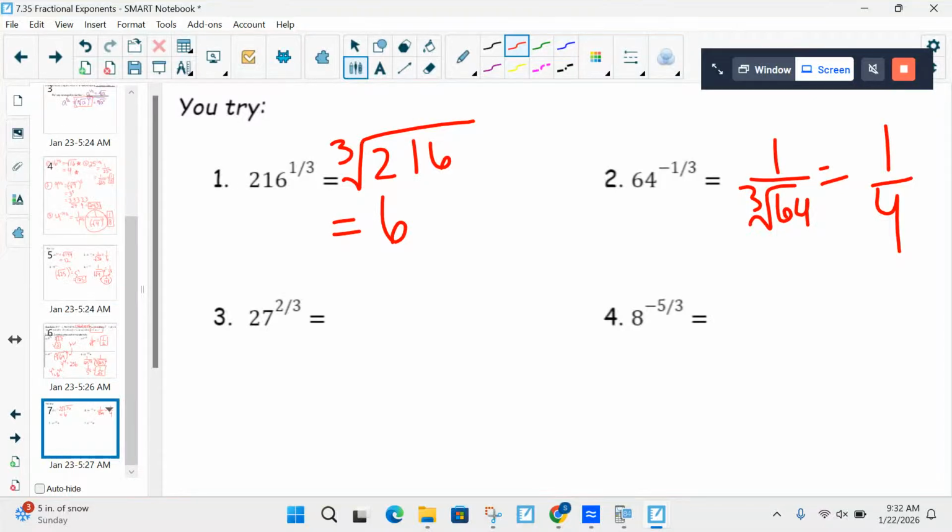You guys, 64 is a perfect cube. The cube root of 64 is 4. That means 4 times 4 times 4 is 64. You should figure it out.